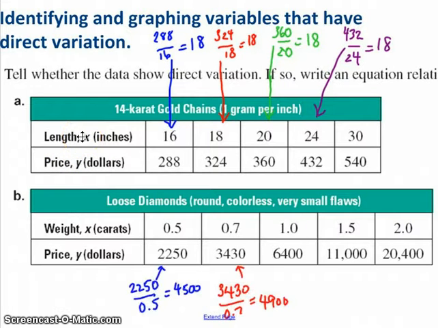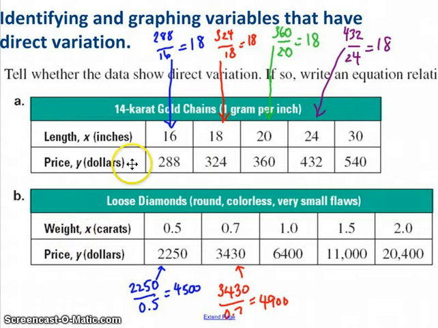By contrast, I'm not even going to do every one of these ratios for diamonds. Just look at the first two. 2250 divided by 0.5 is 4,500. By contrast, the second ratio comes out to 4,900. They're not varying directly. There has to be something else going on that influences price besides simply weight.